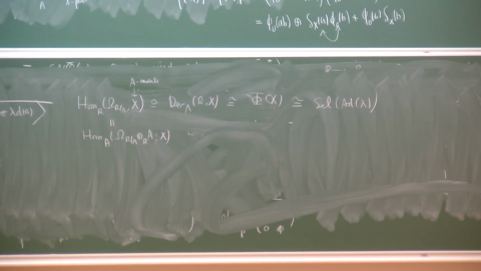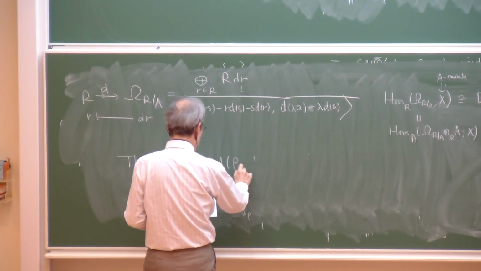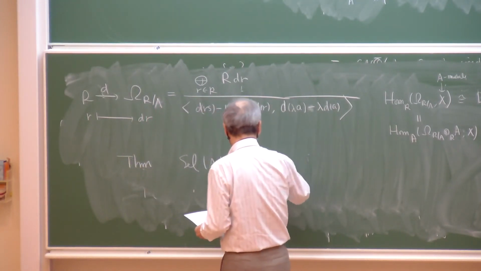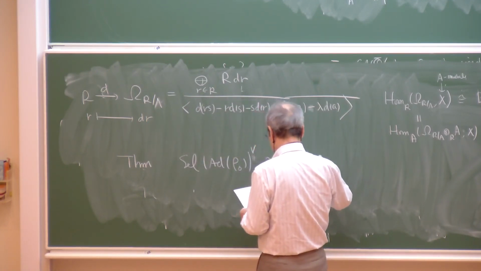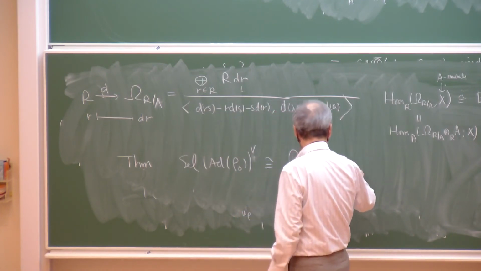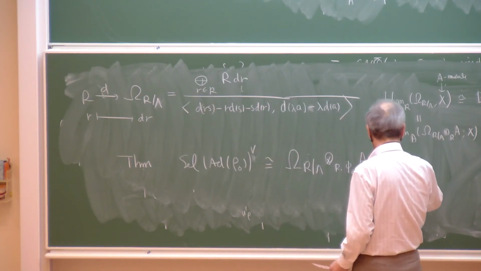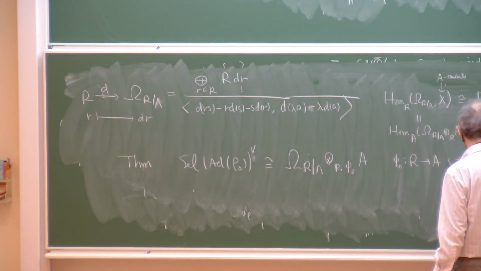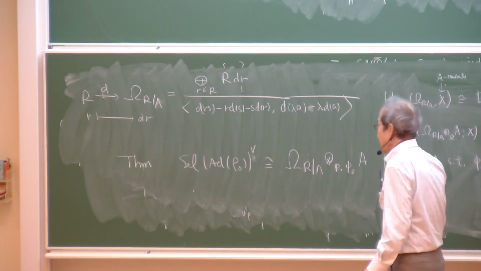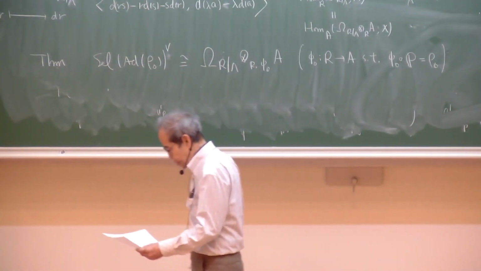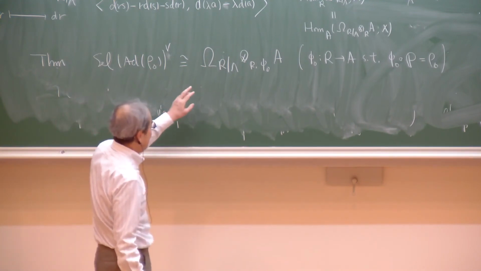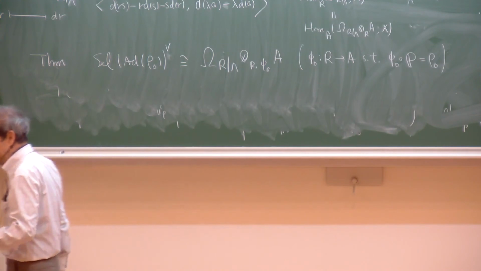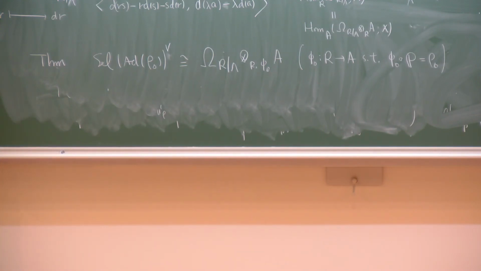Okay. So here's a theorem. The Pontryagin dual of Selmer of add rho naught is isomorphic to Omega_{R/lambda} tensor_R with phi naught A, where phi naught is from R to A such that phi naught composed with the universal guy is rho naught. Right? So this is what I declared at the very beginning, so that's the purpose of this lecture.